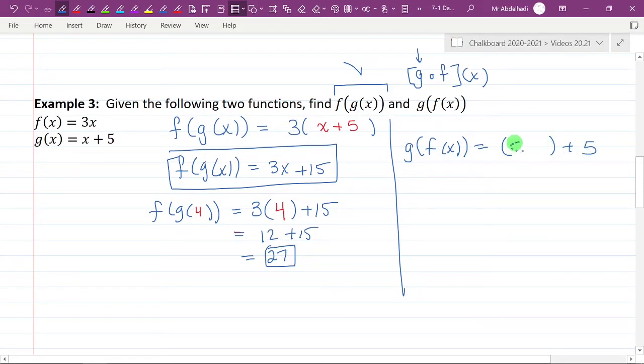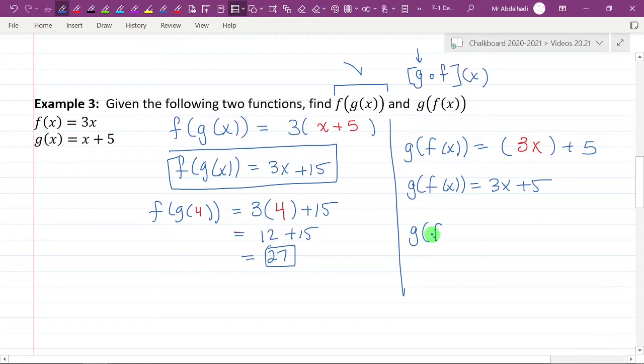See, wherever there used to be an x, put an empty set of parentheses with a big enough space that you can fit the next thing inside of it. The next thing is going to be this, whatever this is. In this case, it's f of x, which is 3x, and that goes in here. So now we simplify. Well, it's already pretty simple, actually. 3x plus 5, right? So g of f of x is 3x plus 5, and let's test it.